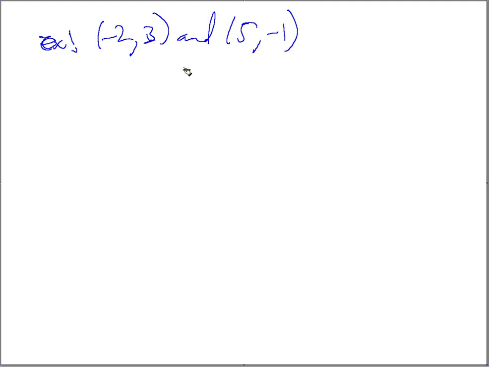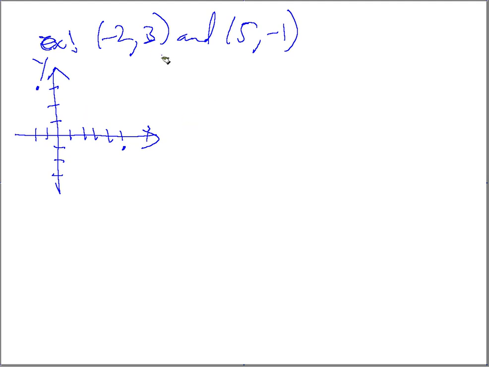All right. So let's go ahead and plot them just to see what it should be, for example. So 1, 2, 1, 2, 3, 4, 5, 1, 2, 3, 1, 2, 3. All right. So -2, 3 is up here, and 5, -1 is down here. So the midpoint should be somewhere in this vicinity, then, right? If I did my calculation correctly.